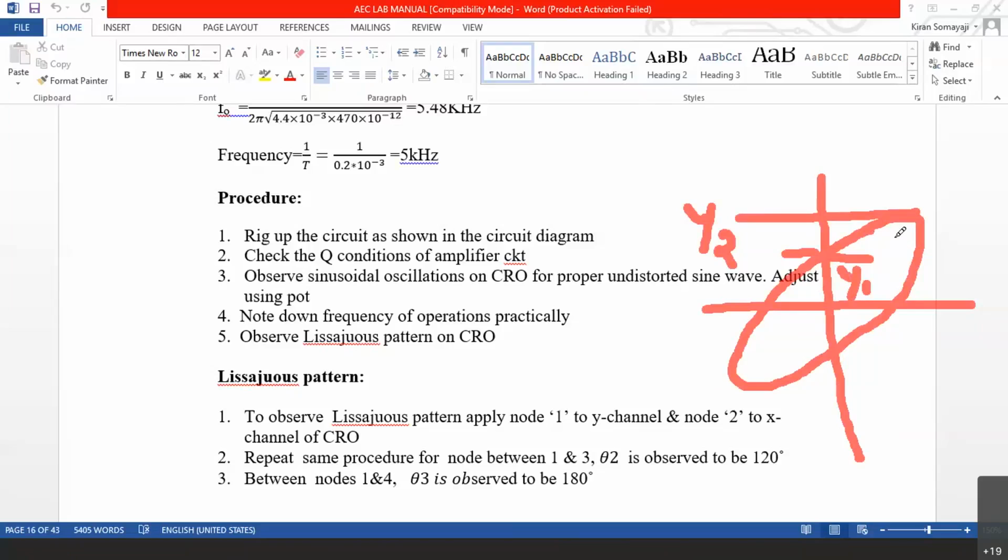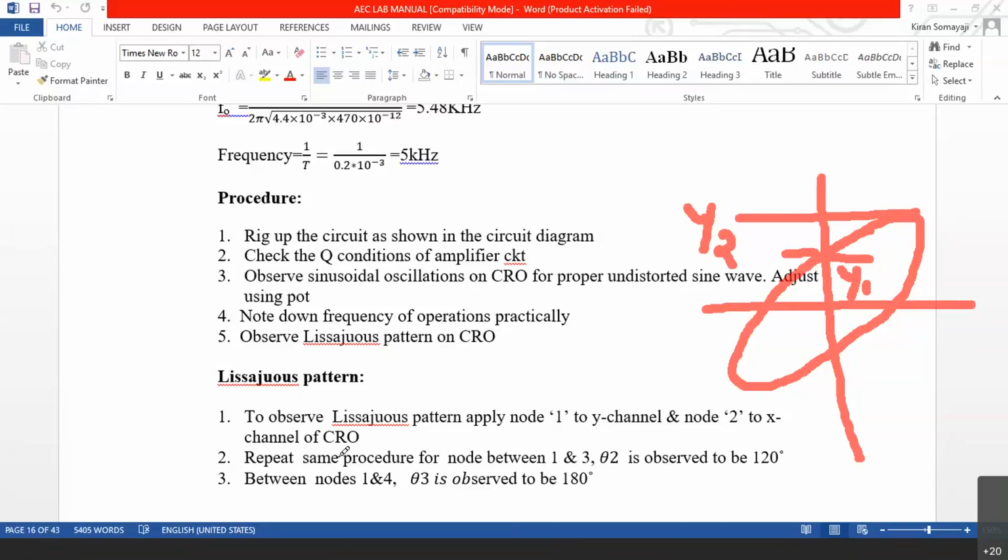Now this is that Lissajous pattern because of the XY mode, because of the two signals, one signal at node 1, one signal at node 2. Now in between these two signals there is phase shift. Recall the circuit diagram. Between node 1 and node 2 we are measuring the phase shift because it is a CR network. We are putting both the signals into the oscilloscope, one to the horizontal deflection, one to the vertical deflection. That is when we see this Lissajous pattern. When we see this Lissajous pattern, you have to measure y1, you have to measure y2.